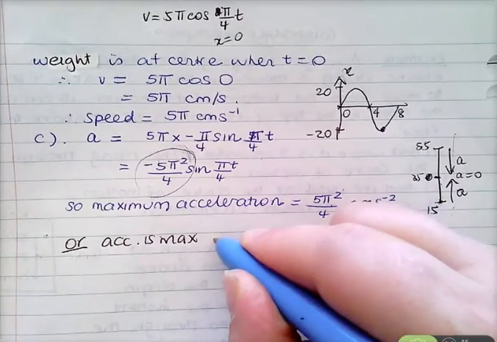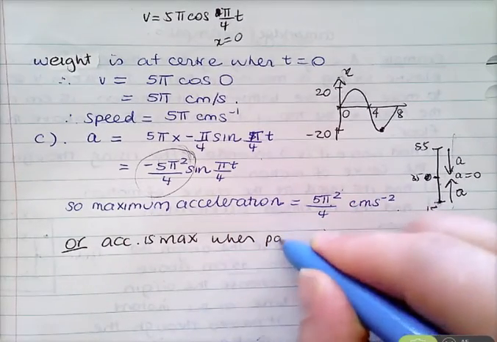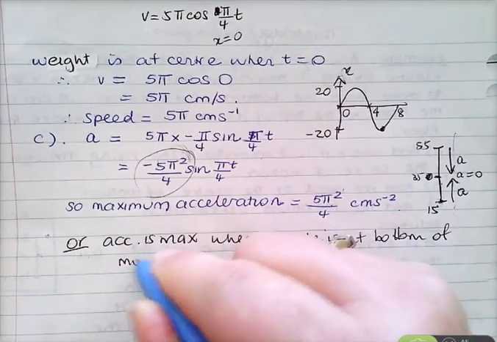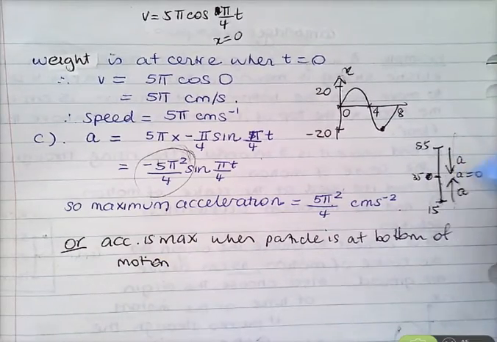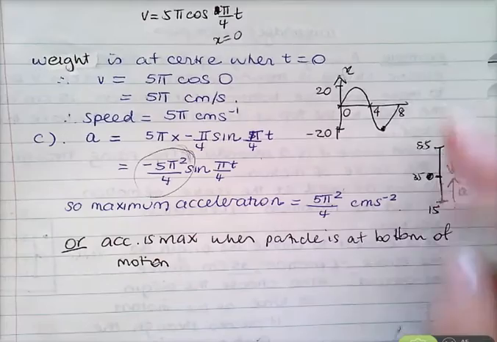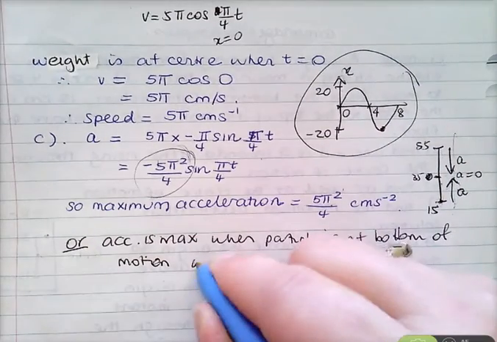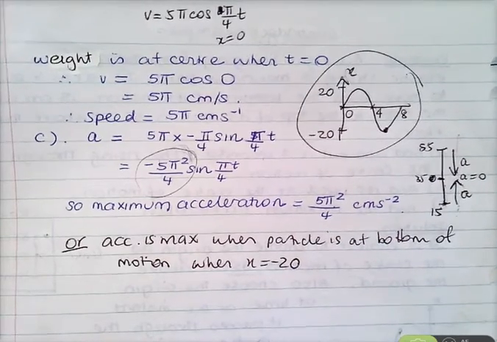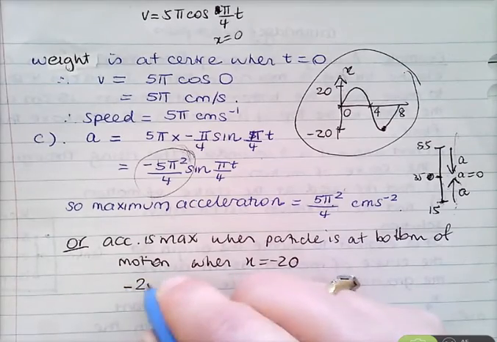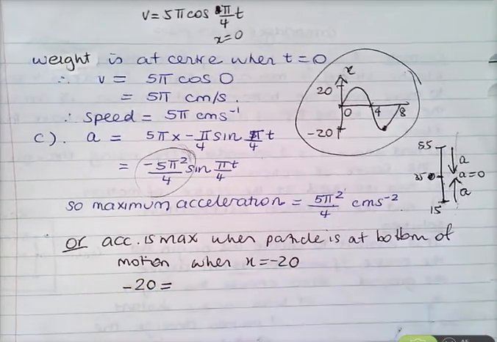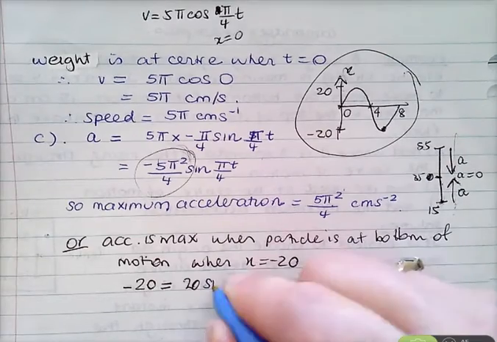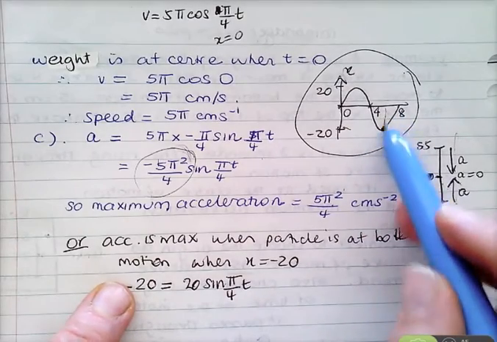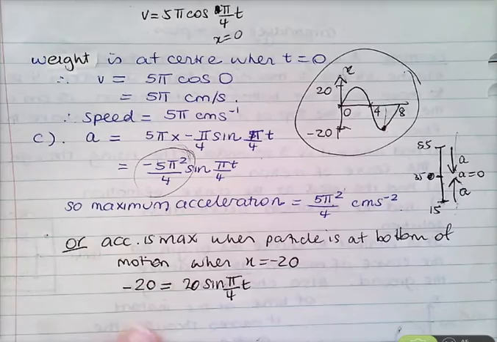The other way you can do it is to say acceleration is maximum when the particle is at the bottom of its motion, because we know acceleration acts towards the centre. According to this, it's when x is 15, but remember, we're using this graph here, so that will be when x is negative 20. So you can find the time when x is negative 20. That's when it's accelerating the quickest in the positive direction, or with the most force, I suppose.